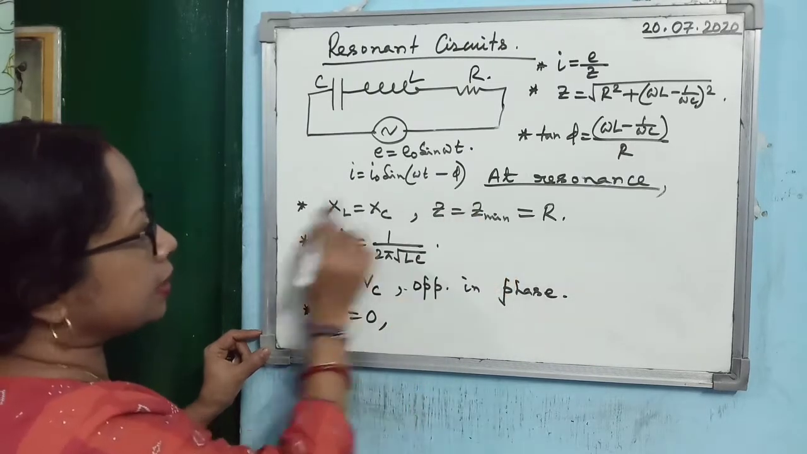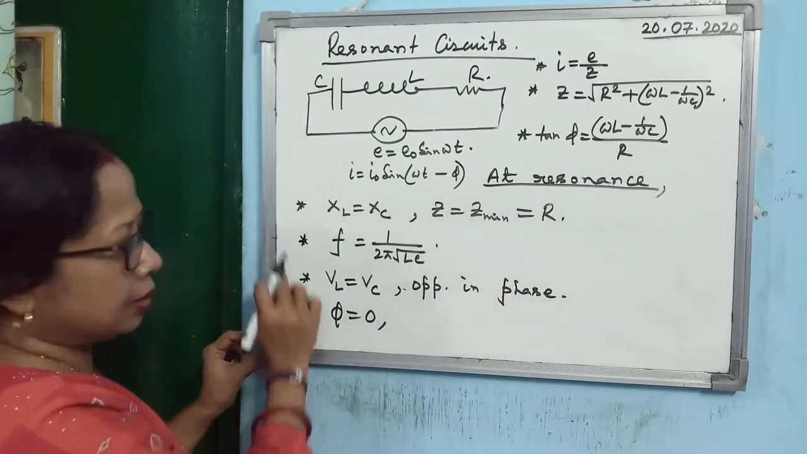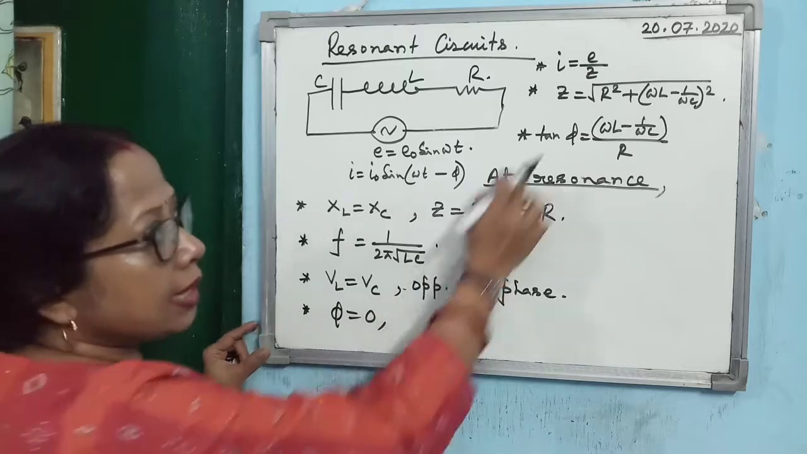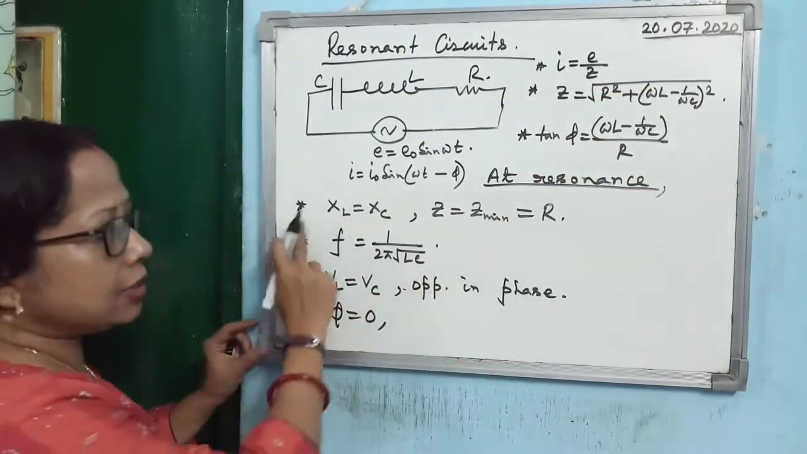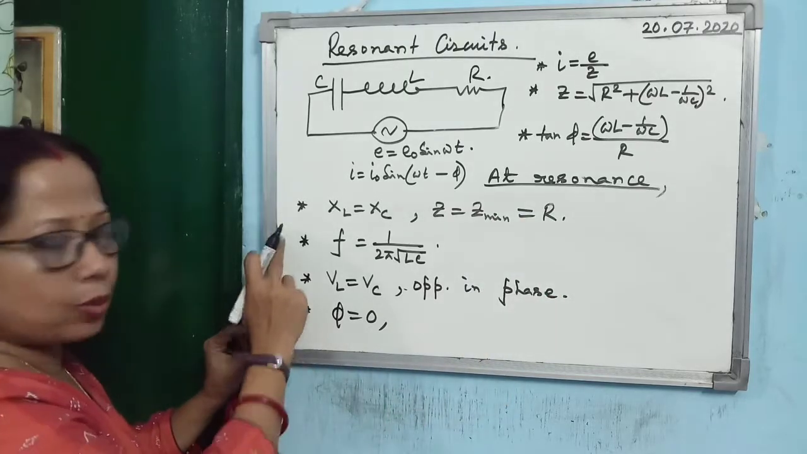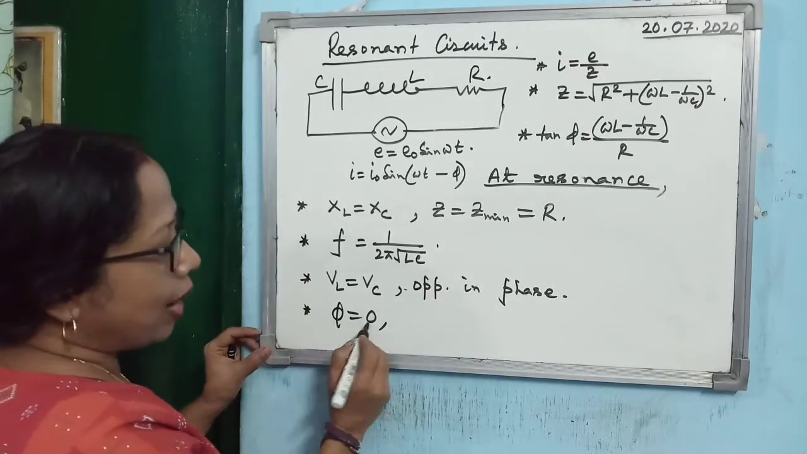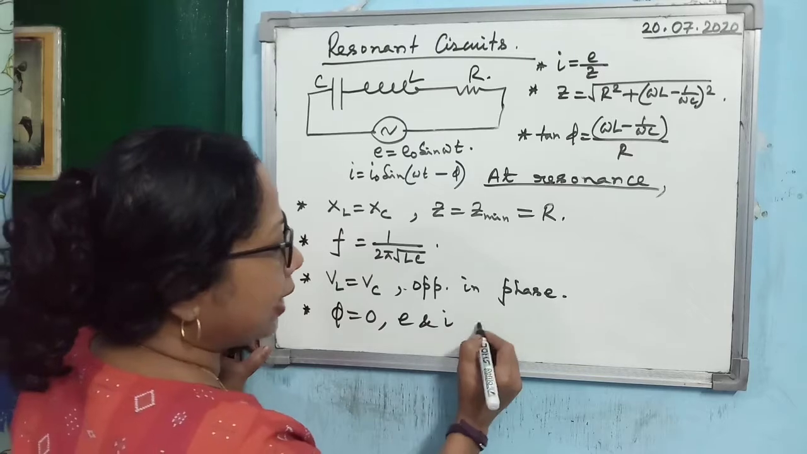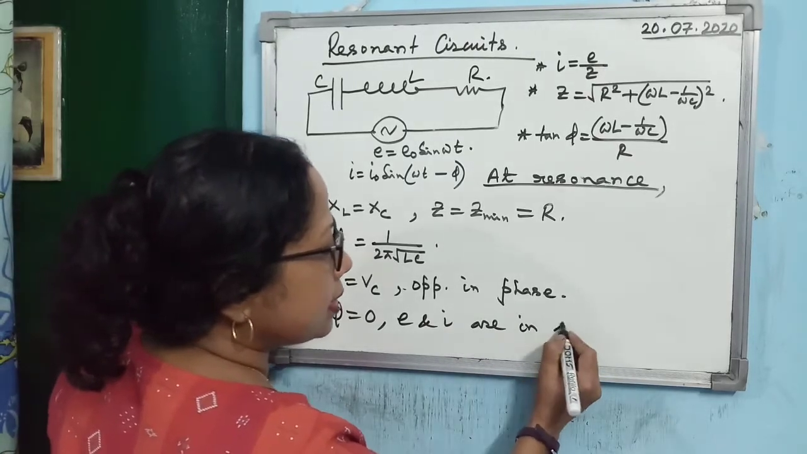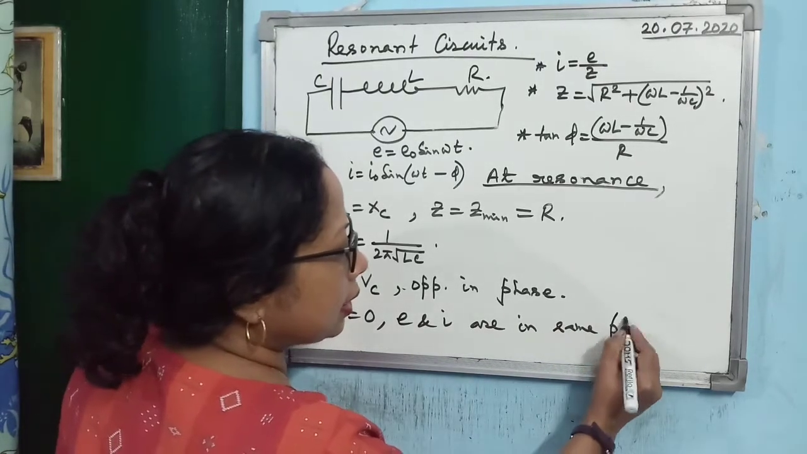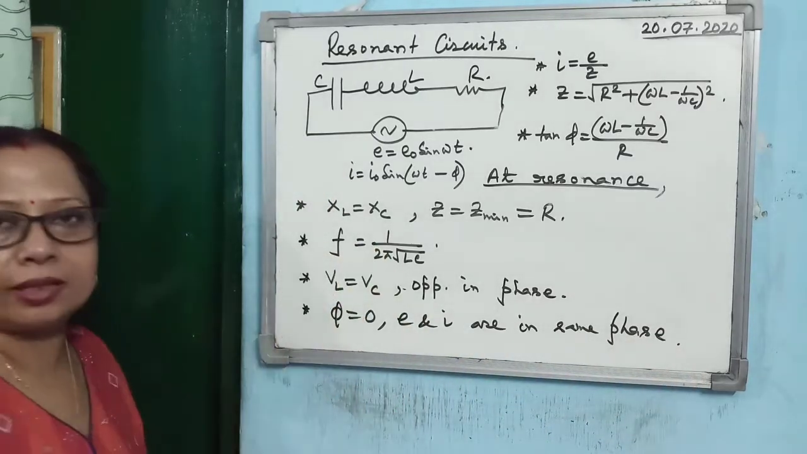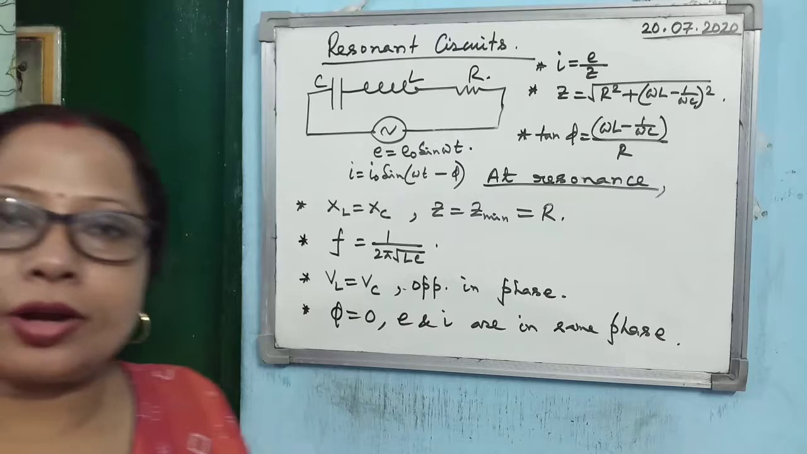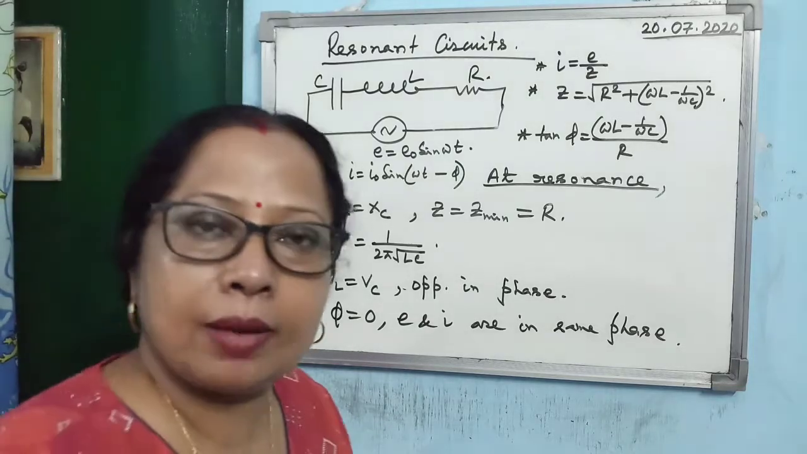These are the conditions I am writing at resonance. Remember, don't be confused. This is the general condition, and this is a special condition at resonance. At resonance, phi is equal to 0, so E and I are in the same phase. Is that clear? So these are the important points regarding resonance that you have to remember for the resonating circuit.